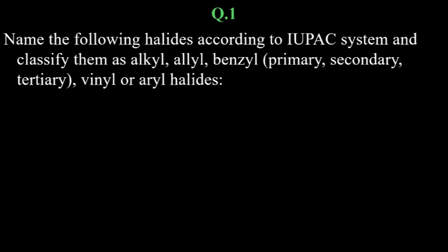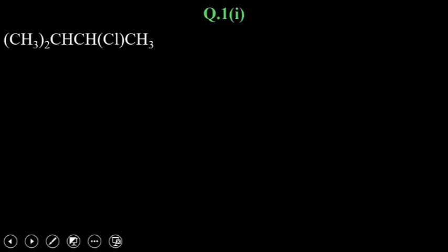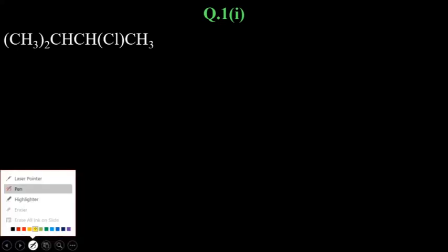So the first question was that you had to name the compounds as per IUPAC naming system and also mention whether those are alkyl, allyl, benzyl, vinyl, or aryl. And the first part of the first question was CH3 CH CHCl CH3. In all such questions, I suggest that first you write the formula in expanded form, and then it will be clear for you.